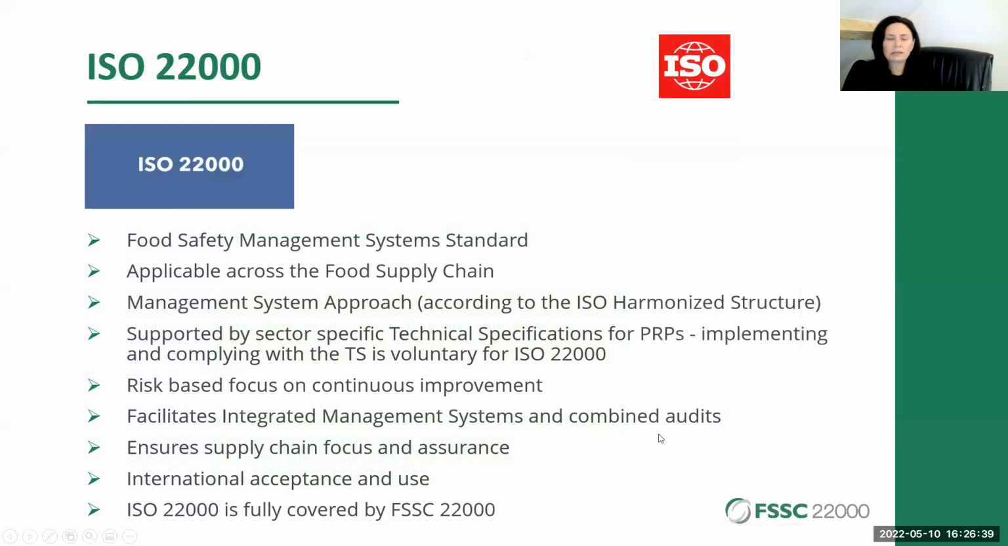And now we will spend a little bit of time on each of the three components. So ISO 22000, as Cor has mentioned, is a food safety management system standard. It is applicable across the whole food supply chain, and it is based on the management system approach. Now, Cor also mentioned this management system approach, and this is something that makes FSSC unique in food safety certification, because this FSMS, or Food Safety Management System approach, is built on the ISO harmonized structure.